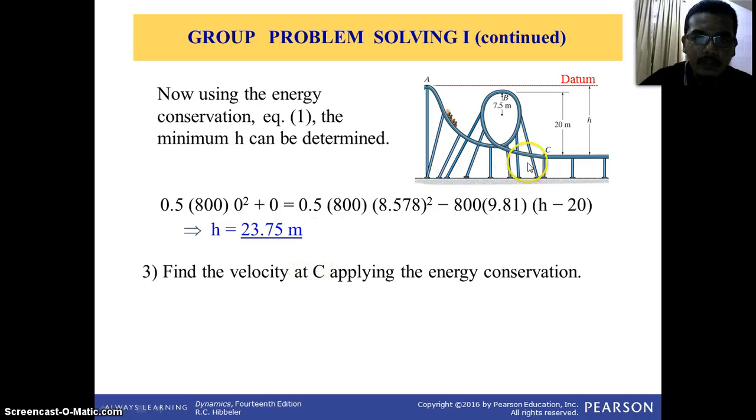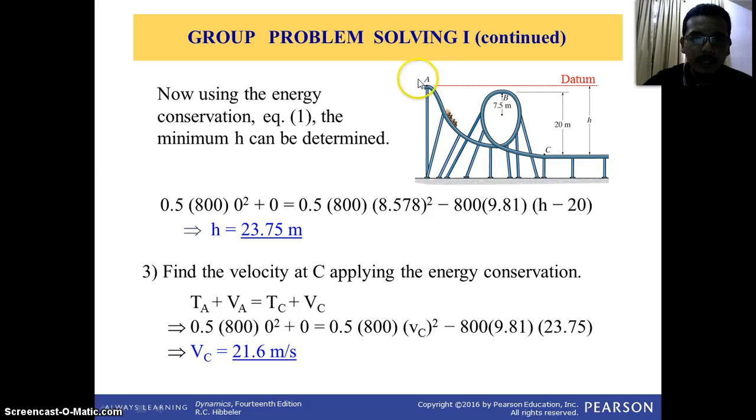Now we find the velocity at C by applying the energy conservation again. Taking A and C, so TA and VA, the kinetic energy at A plus potential energy at A, equals the kinetic energy at C, so half m vC squared, plus the potential energy at C, which is minus because it's downward, mg times the height 23.75. So finally we can determine the velocity at point C, given by 21.6 meters per second.